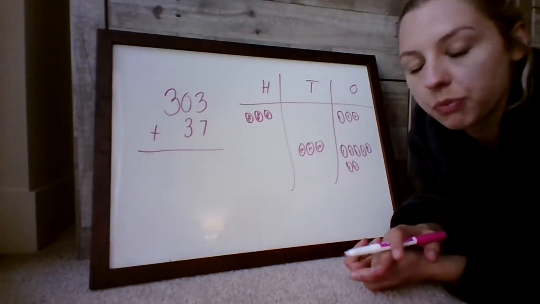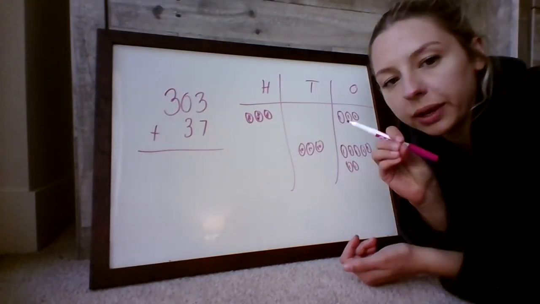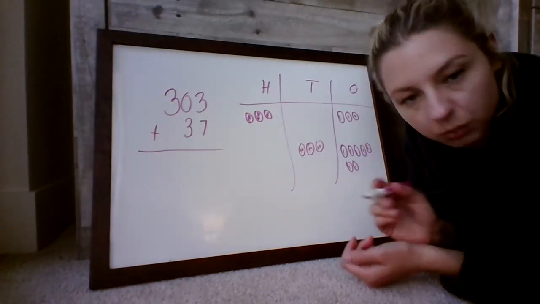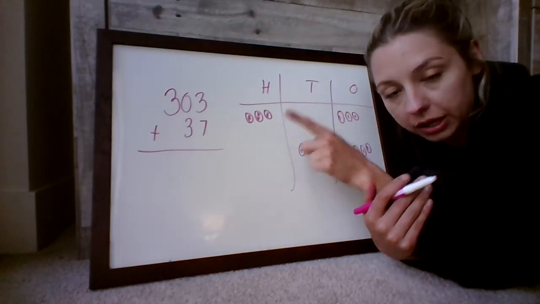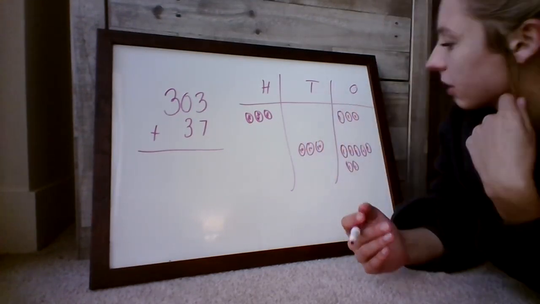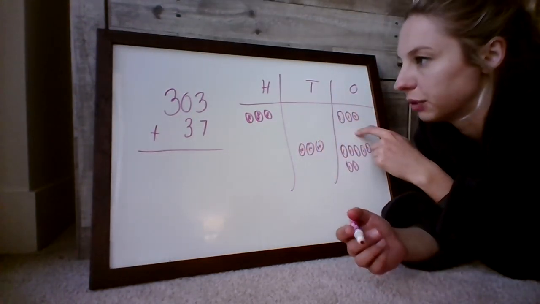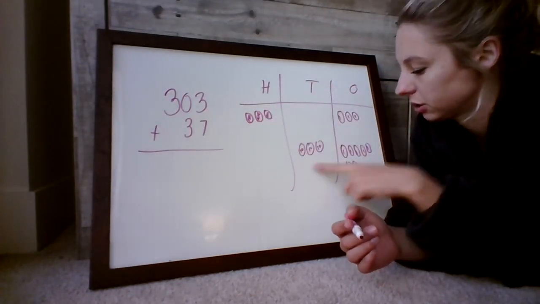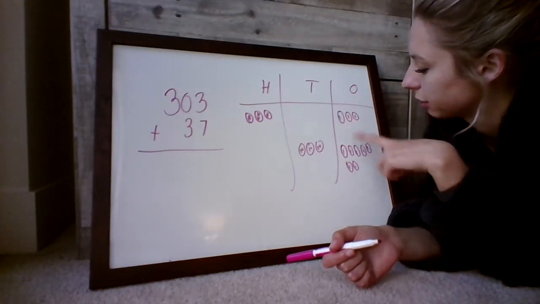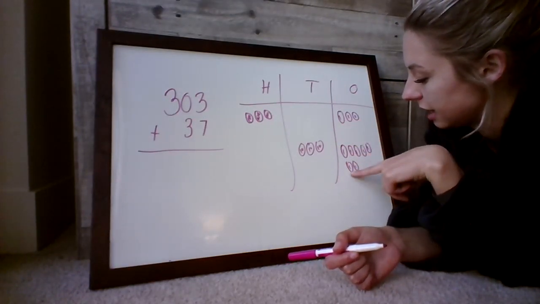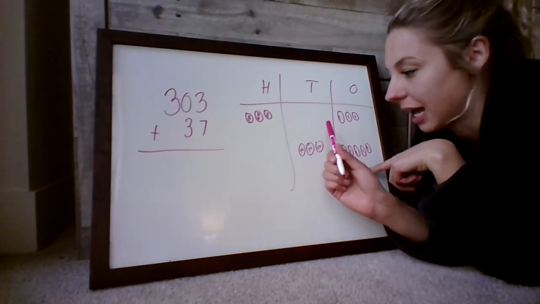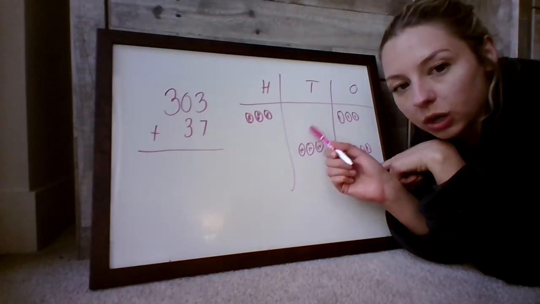So, what do we do now? You always start with the ones. Always start with the ones, whether you are adding with the drawing or with vertical addition and the numbers. Always start with the ones, okay? So, let's start by counting. If we added 303 plus 37, how many do we have in each column? Let's start with the ones. 1, 2, 3, 4, 5, 6, 7, 8, 9, 10. Wow. So I have 10 ones, which is actually also equal to 110.